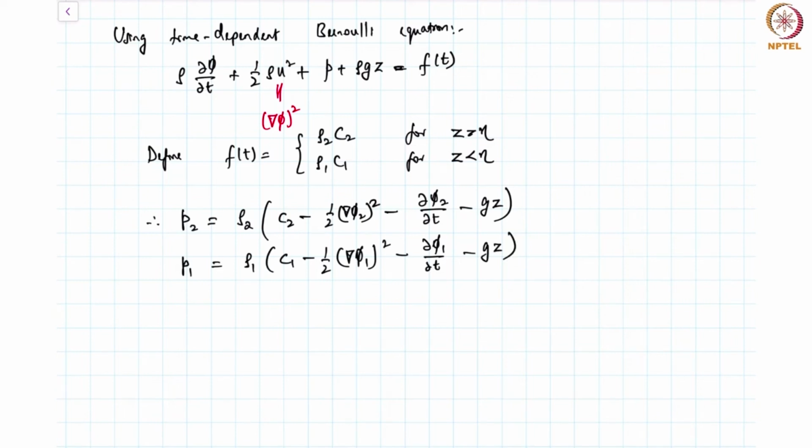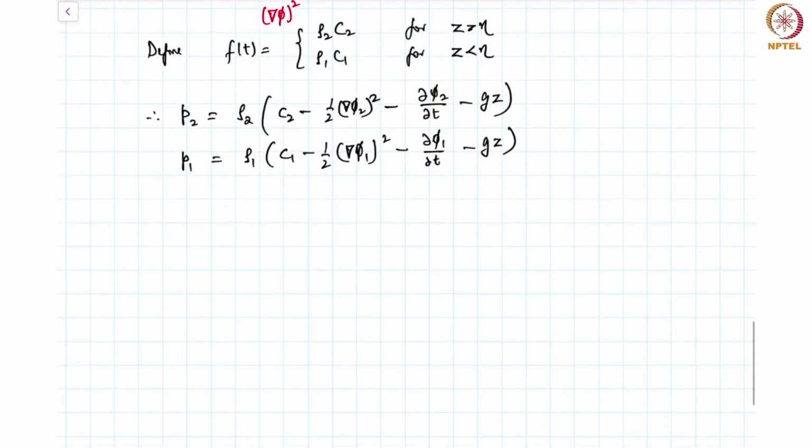Now let's simplify this. We still haven't written down the normal stress balance yet. We are first writing down the expressions for the pressure. Now, for the base state, okay, let's maybe write this down. So what we want to do is write down P2 minus P1 is minus gamma times del dot n. This is what we want to evaluate.